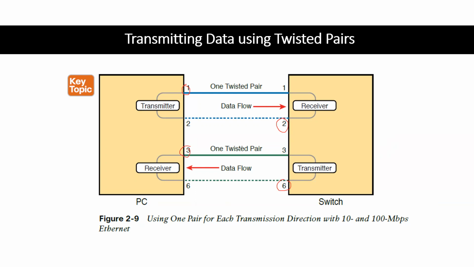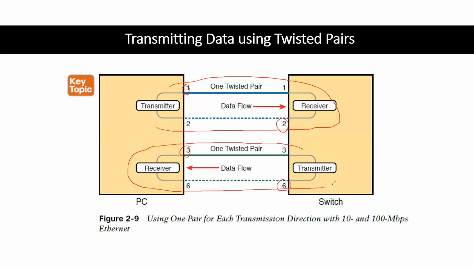So what does that mean? Again, we're going this way. Traffic is being transmitted on this pair, and then traffic is being received on this pair. We're going down, same thing. We're transmitting on that pair and receiving on this pair. Does that make sense?